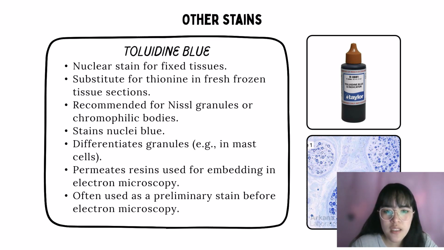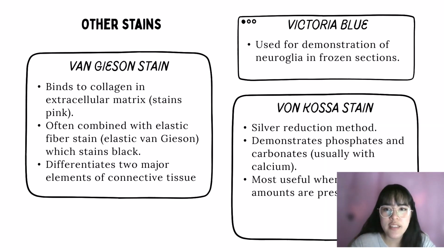Because it can permeate the resins that are used to embed sections for electron microscopy, it is often used as a preliminary stain to identify sections that will later be examined by electron microscopy. Then we have Van Gieson stain. It binds to collagen in the extracellular matrix, staining it pink.